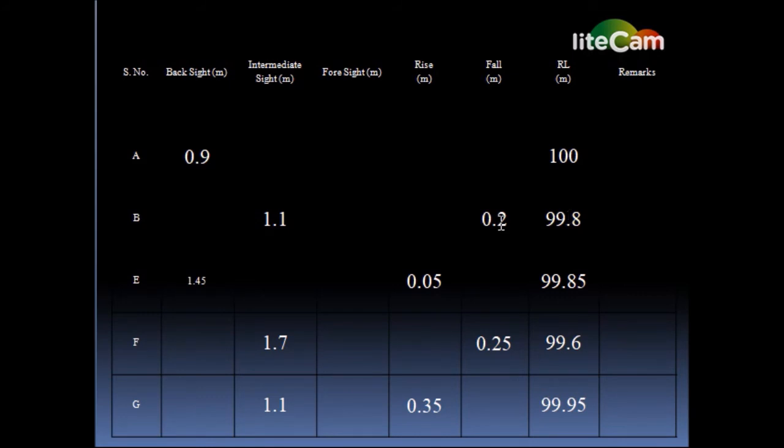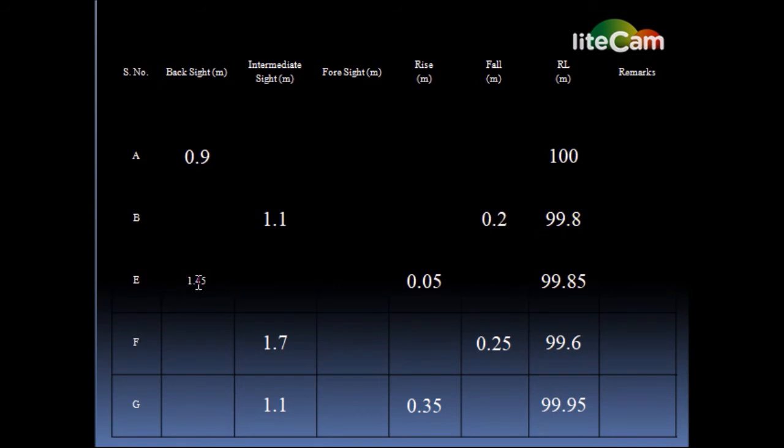What we do at our next point is like this. We had shifted our point to point E, so we again had to take a backside, and we'll subtract this value. This value I had got due to the D point here. I would have got the foresight, and I had subtracted this from this to get the rise, and that's why I had calculated RL as 99.85.